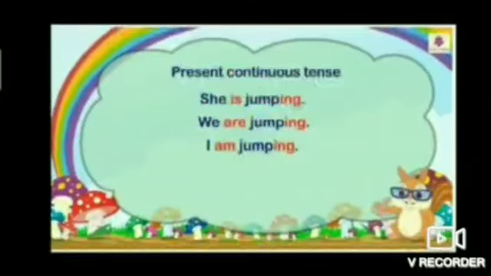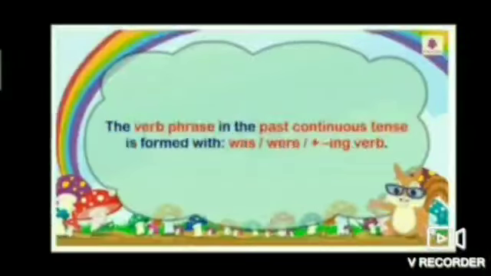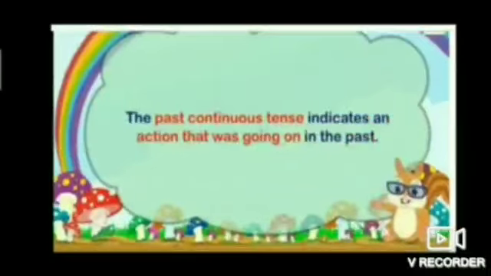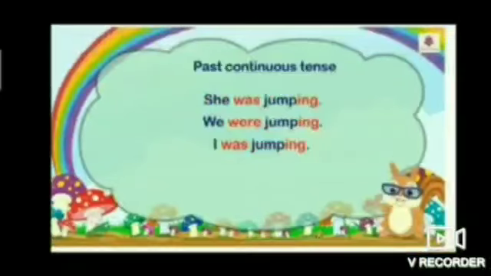For example, she is jumping. We are jumping. I am jumping. The verb phrase in the past continuous tense is formed with was or were plus an ing verb. Okay, students? The past continuous tense indicates an action that was going on in the past. For example, she was jumping, we were jumping, I was jumping.